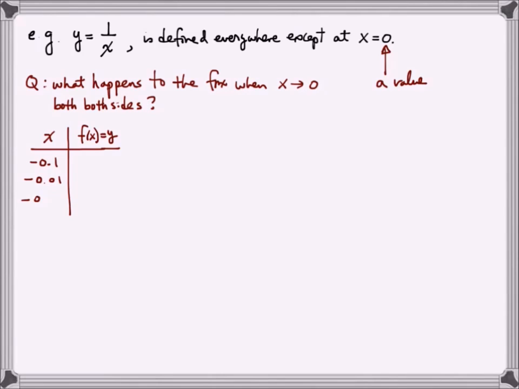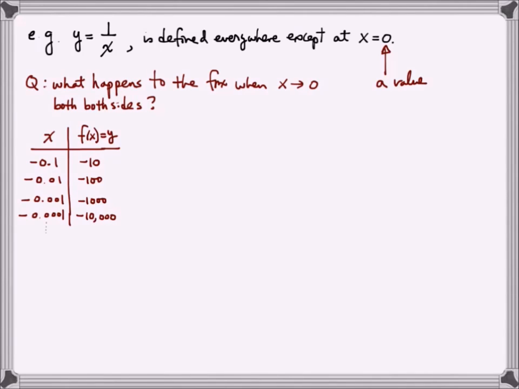Continue doing that for a few more points, so negative 0.001 is squeezed in between, and then negative 0.0001 is also squeezed in between negative 0.001 and 0. Now figure out the y values accordingly. See that the y values grow from negative 10 to negative 100 to negative 1000 and negative 10,000.